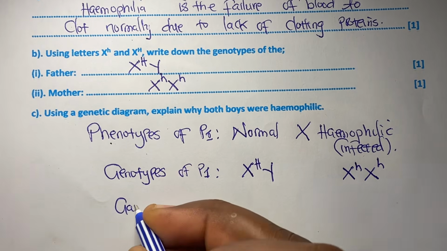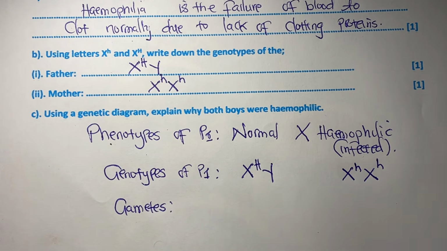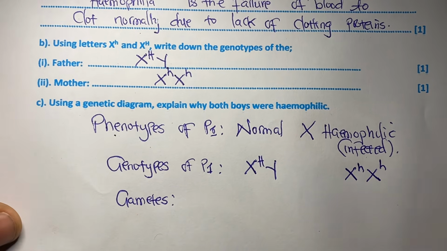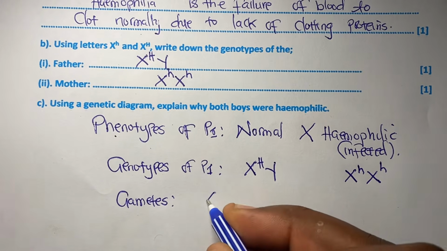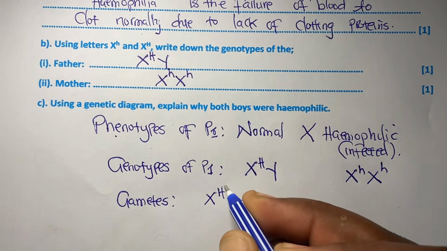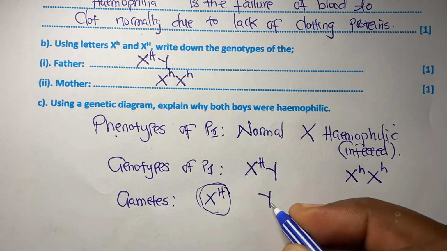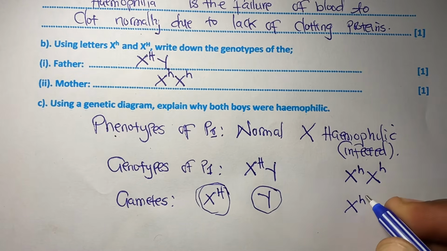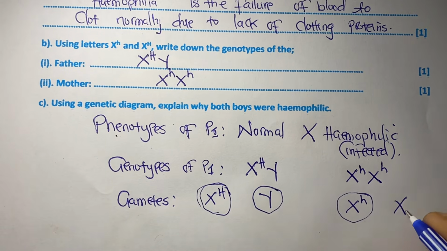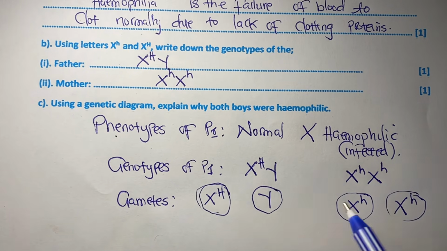Then we're now going to come up with what we can call gametes. Gametes under a genetic diagram is how we're going to write these genotypes separately. What we're going to say is X to the power capital H. If we want, we can circle, and then we can say Y here, then we circle, and then X to the power small letter H, then we circle, X to the power small letter H, and then we circle. Then in between, we just leave a reasonable space.